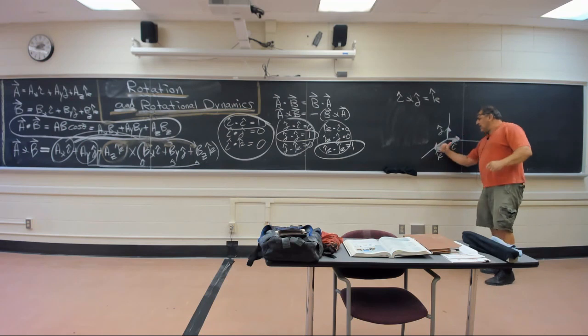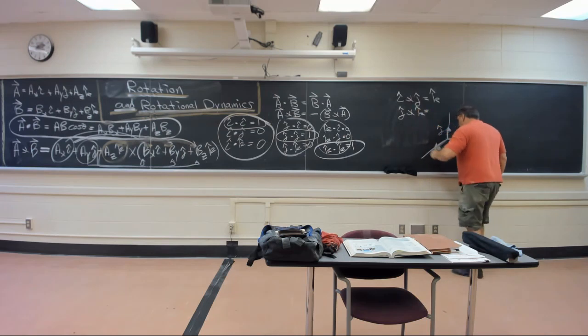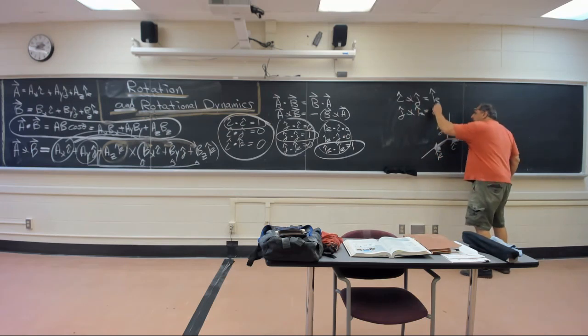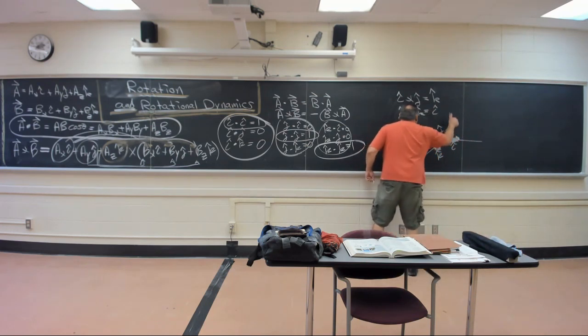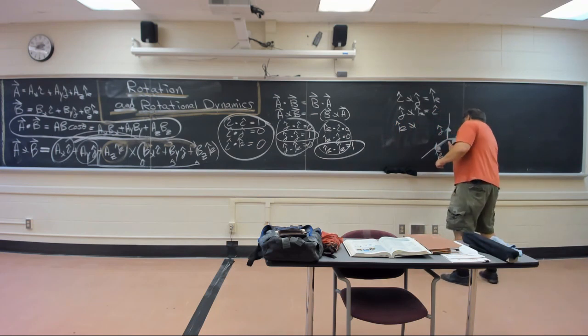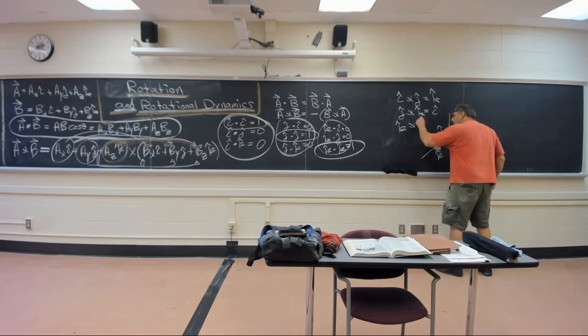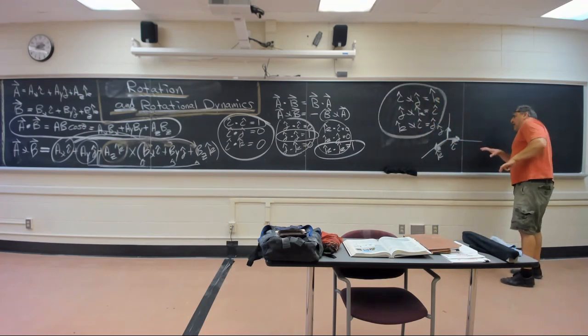J hat cross K hat is I hat. K hat cross I hat is J hat. Let's just go around the whole thing. Yeah, absolutely true. What if you go the other way?